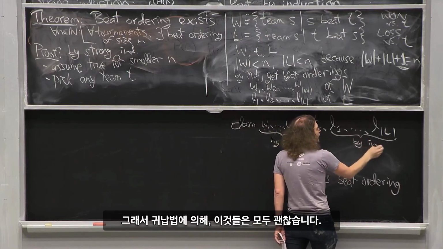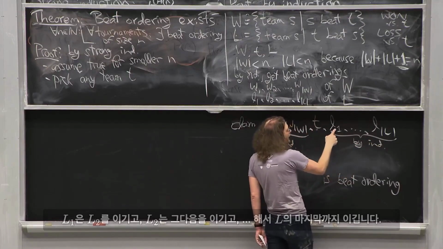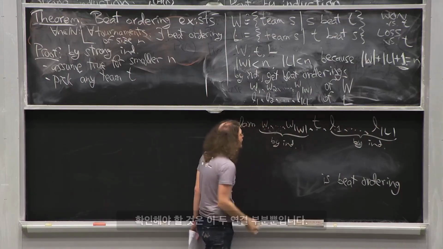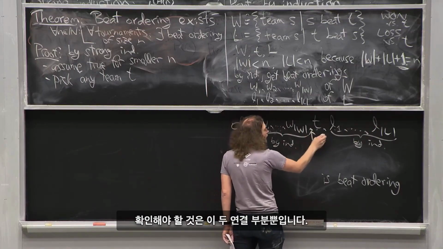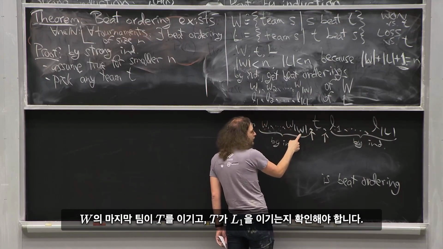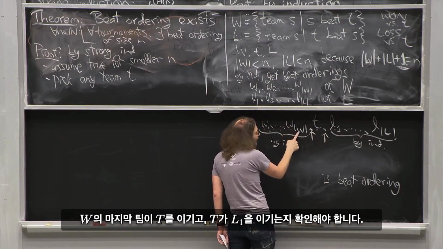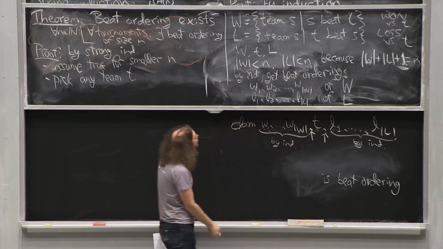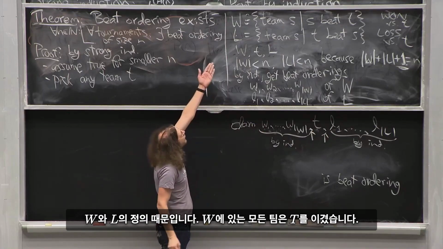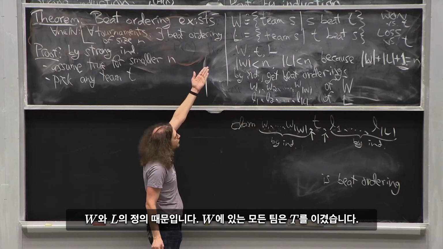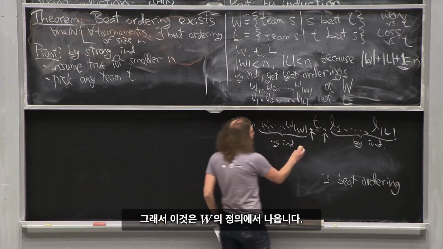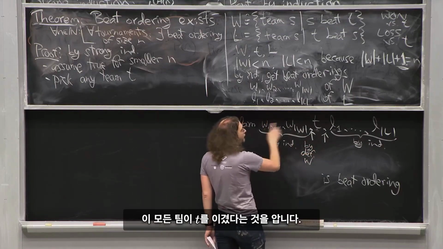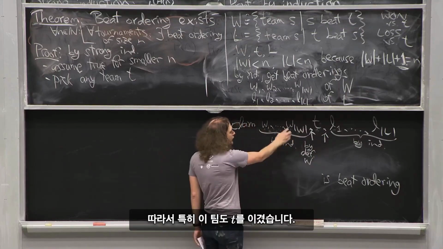By induction, all these are okay. L1 beat L2, L2 beat so on, beat L size of L. The only things we need to check are these two commas. We need to check that W sub size of W beats T, and T beat L1. Why are those true? By our definition of W and L. Everything in W beat T. So this is by the definition of W. We know that all of these beat T. So in particular, this one beat T.